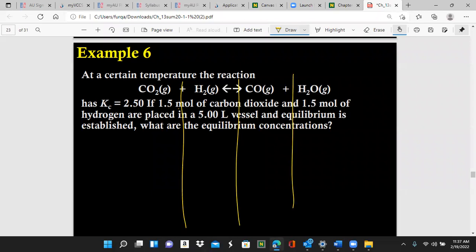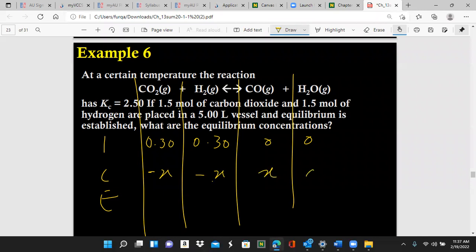Now I'm going to do the ICE chart here. The initial concentration of carbon dioxide and hydrogen gas is 0.30 molar, and for the products it's 0 and 0. Then the change is going to be minus x. It's 1:1, an already balanced equation. So minus x for each reactant, plus x and plus x for the products. At equilibrium it's going to be 0.30 minus x, 0.30 minus x, and x and x.